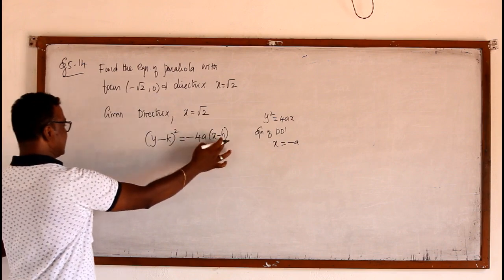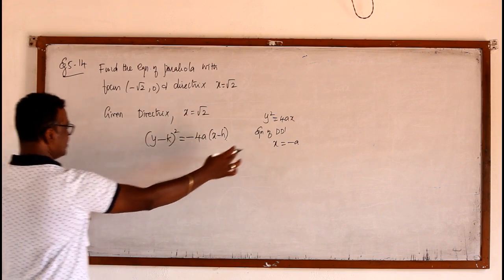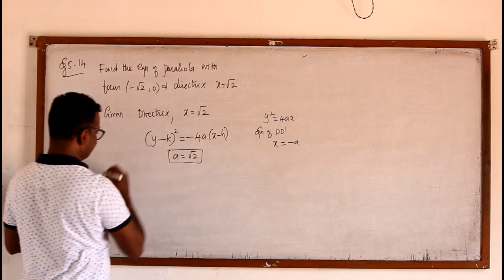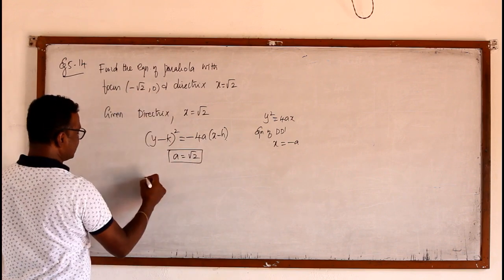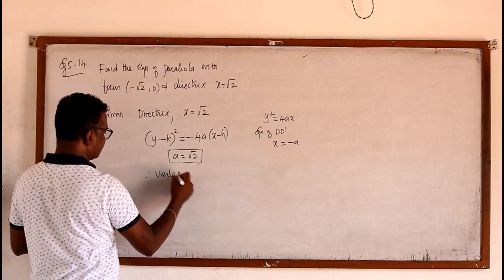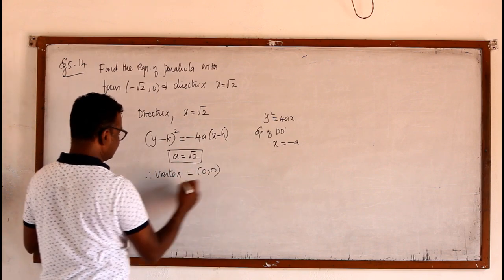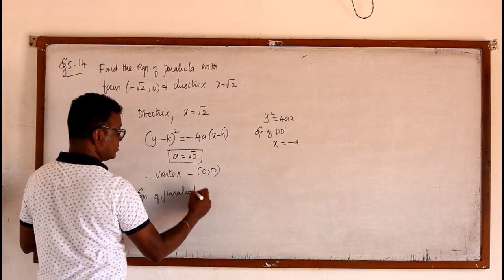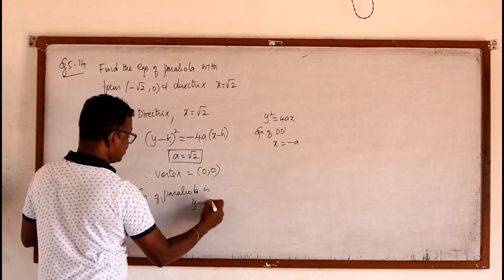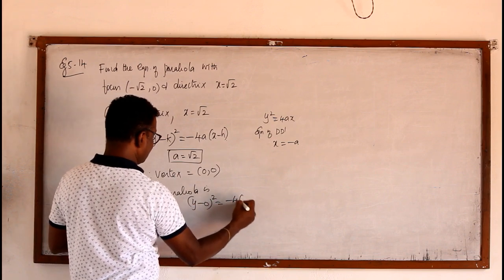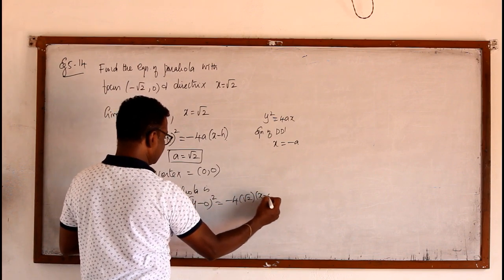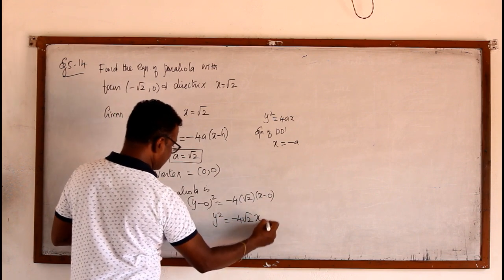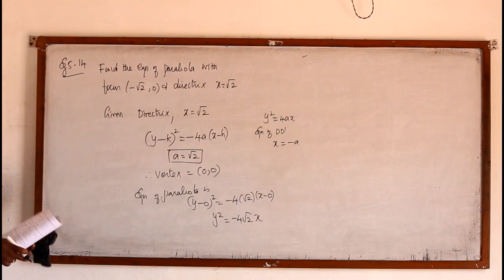Now I need h, k and a. X equal to a, isn't it? Therefore, a equal to root 2. Then the focus y-coordinate is 0, therefore the vertex is again 0, 0. Therefore, the equation of the parabola is y minus 0 the whole square equal to minus 4 into root 2 into x minus 0. That is y square equal to minus 4 root 2 into x. This is the equation of the parabola.